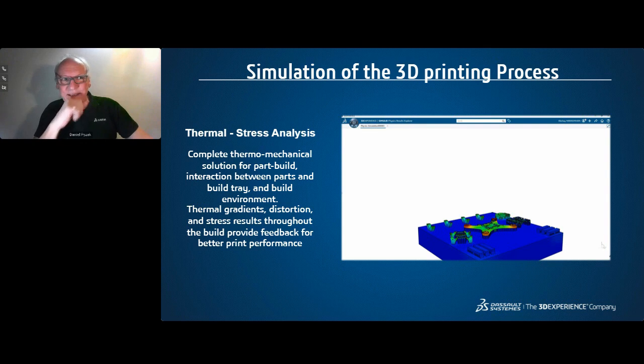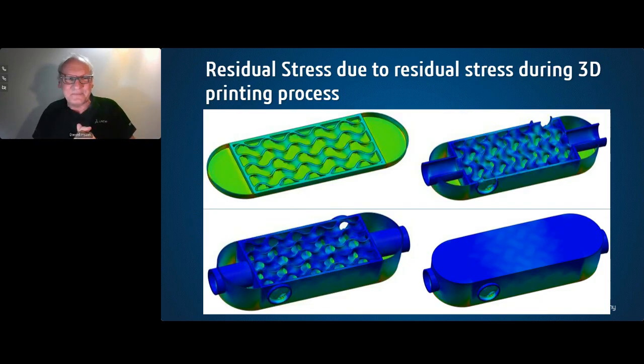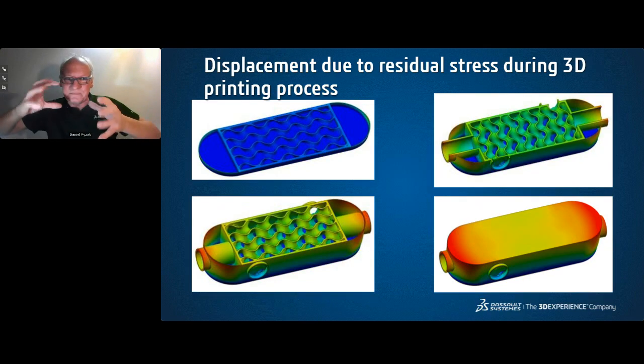I can do the same on my heat exchanging device. You can see here the residual stress. You can also see the distortion of the heat exchanging device. You can see on the side we have some issues here from printing. Of course, not that big.